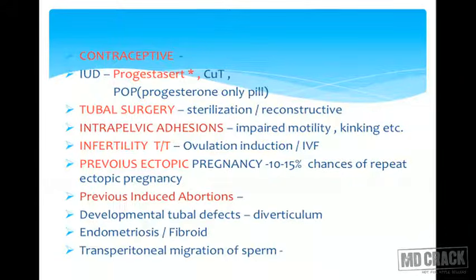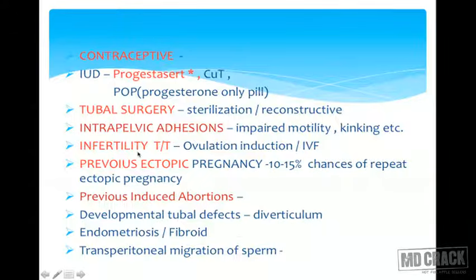Tubal surgeries, again a very common cause of ectopic. Either sterilization surgery or reconstructive surgery for previous tubal damage will lead to tubal ectopics. Intrapelvic adhesions. Even though they don't affect the ciliary action inside the fallopian tubes, they lead to impaired motility because of kinking of the fallopian tubes. Thus, endometriosis causing intrapelvic adhesions or PID causing intrapelvic adhesions will lead to ectopic pregnancy.